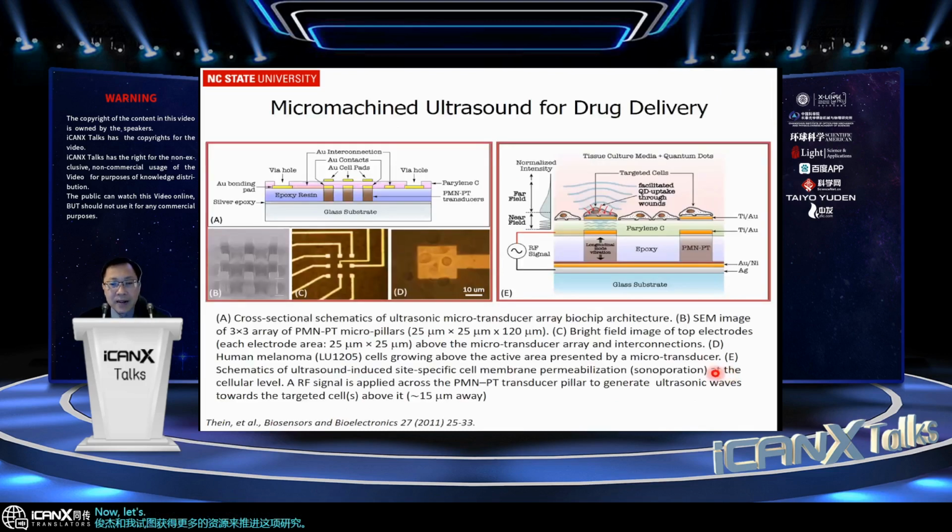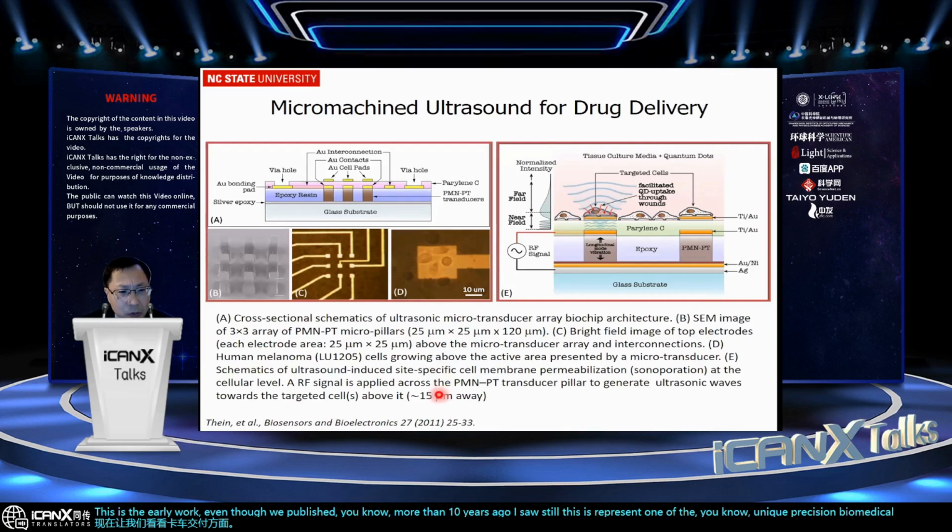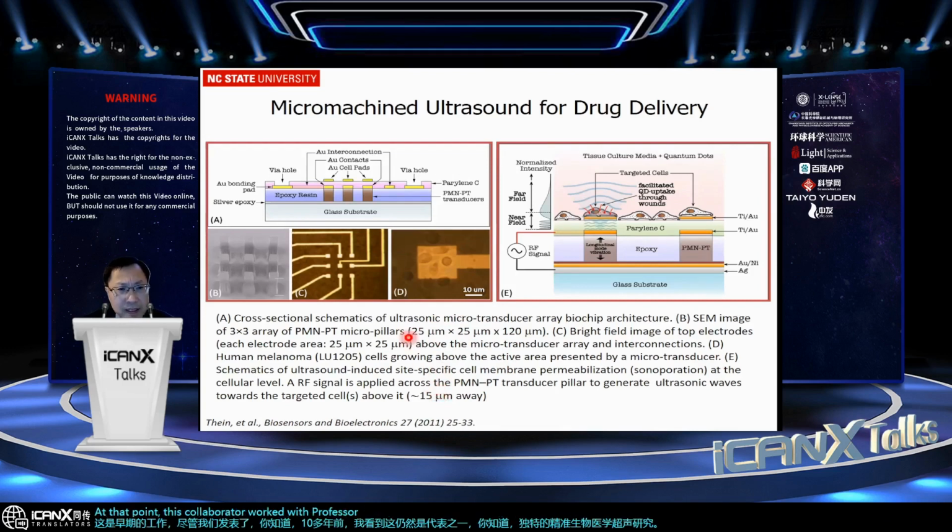Now let's look at the drug delivery side. This is the early work. Even though we published it more than 10 years ago, I still see this as one of the unique pieces of precision biomedical ultrasound research. It was a collaborative work with Professor Jiang at Penn State.